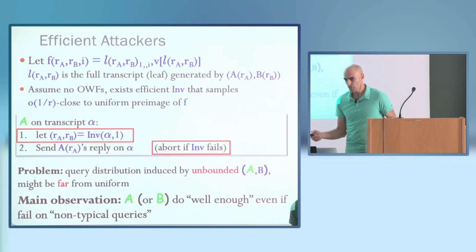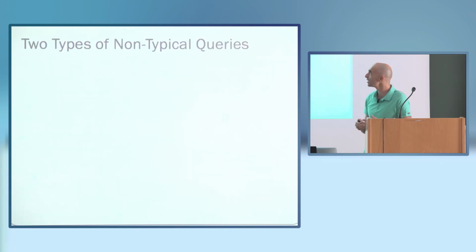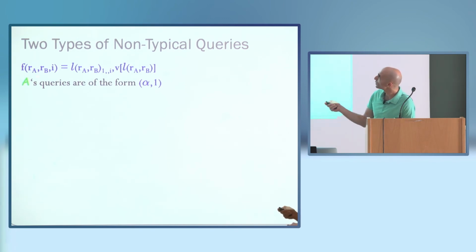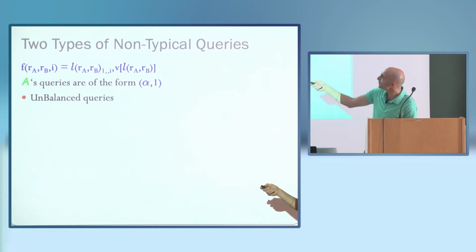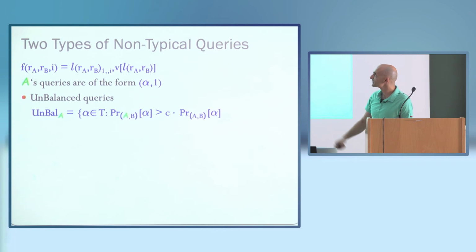So what are the non-typical nodes that we need to face? Let's talk about them. So there are two types of non-typical nodes. First is the unbalanced nodes. What are unbalanced nodes? So let's talk about unbalanced nodes for A. Here I'm just reminding you what the function is and what the type of queries that we have is. We have queries that have a transcript and an output value. Okay, so what are unbalanced queries?